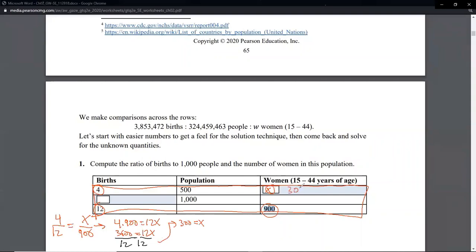So that says there are 300 women of childbearing age out of this total population of 500, thus leading to 4 births that year. So you can say it's 4 births per 500 people or 4 births per 300 women of childbearing age.